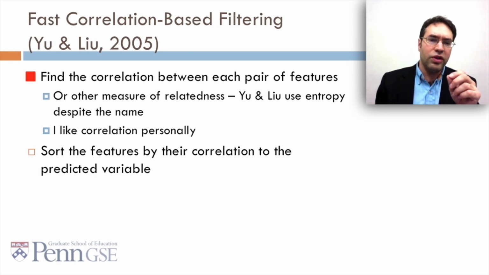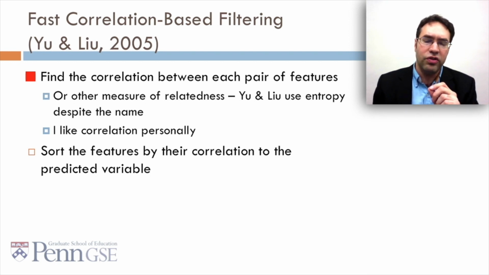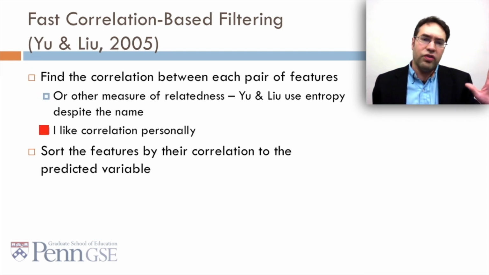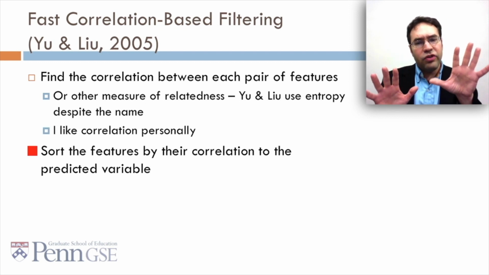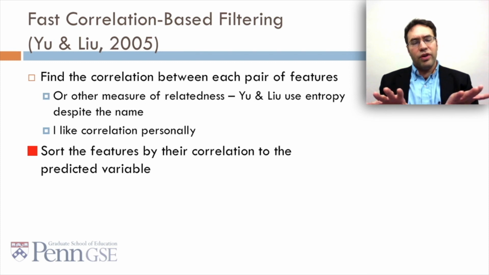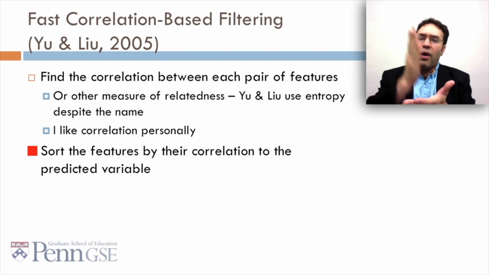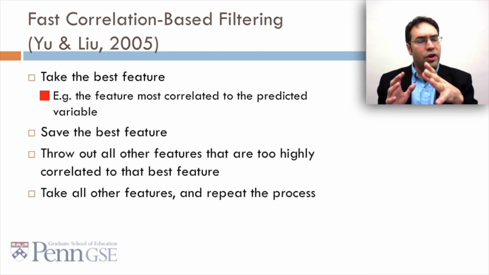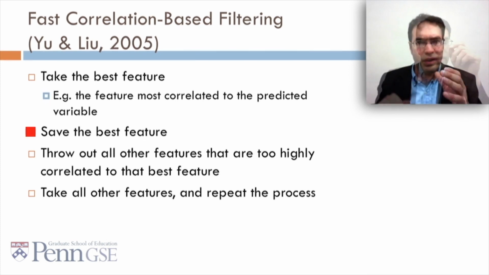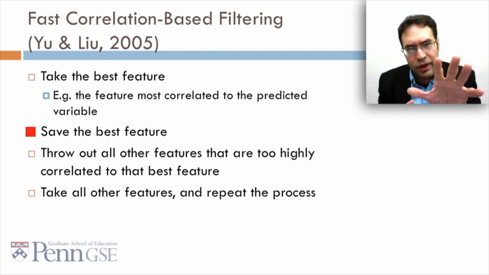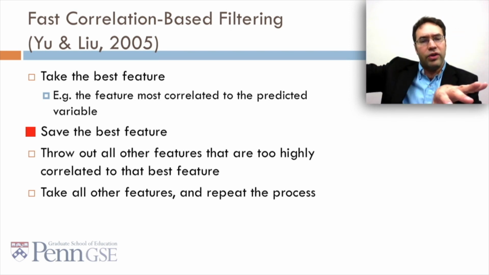In fast correlation-based filtering, you find the correlation between each pair of features, or some other measure of relatedness. I like correlation personally. And then you sort the features by their correlation to the predicted variable. So before you even look at the correlation between the variables, you're going to say, how well do they fit what you want to predict? Then you take the best feature, in other words, the feature most correlated to the predicted variable, or whatever goodness metric you have, you save the best feature. We're just going to take that variable, we're going to put it aside, we're going to say, we're keeping that. No matter what else happens, we're keeping our best feature.